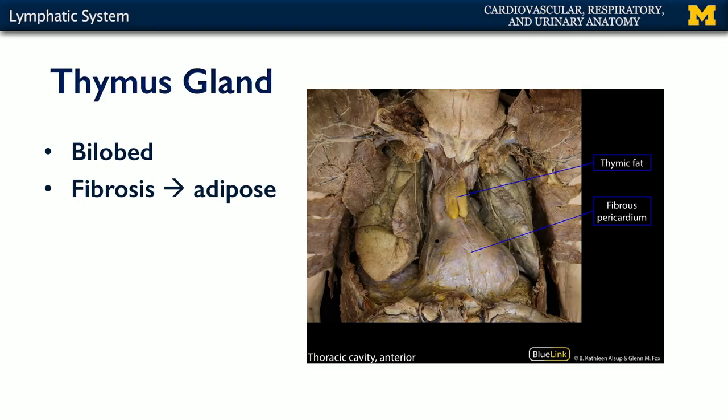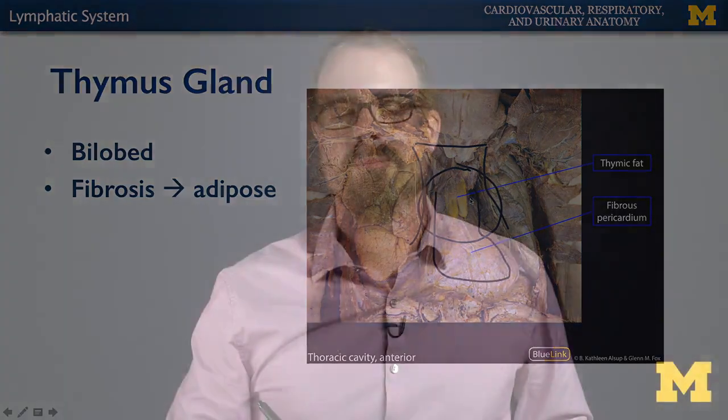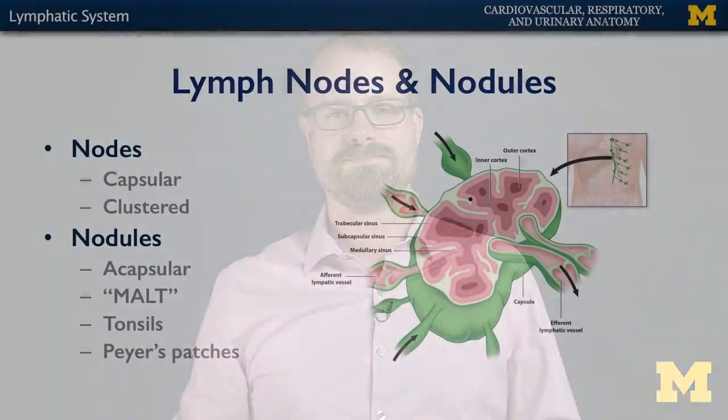We can see the thymic fat here in this image. So it's sitting just below the root of the neck, medial to the lungs, and anterior to the heart, encased in its pericardium. And this particular individual was of sufficiently advanced age that the thymus gland is now thymic fat.